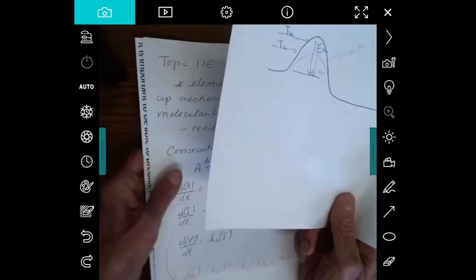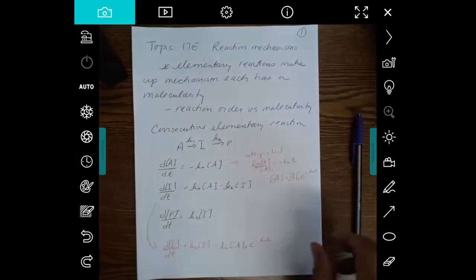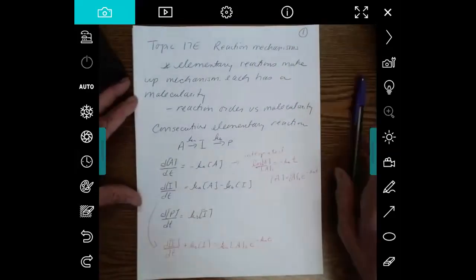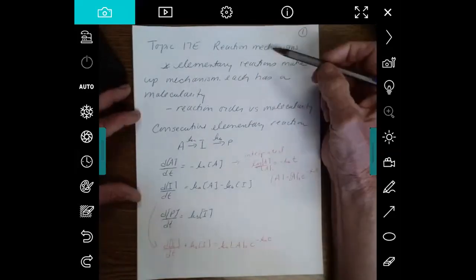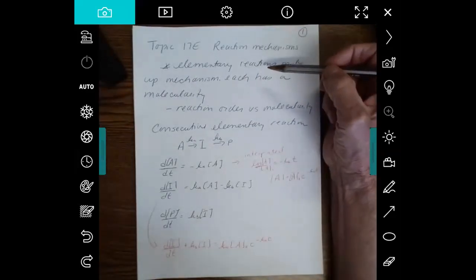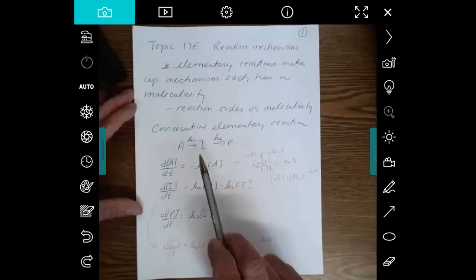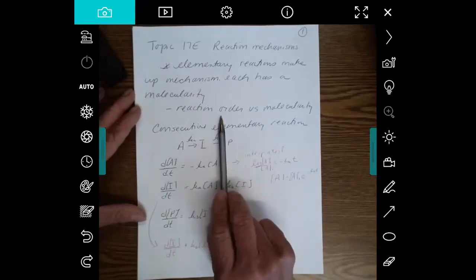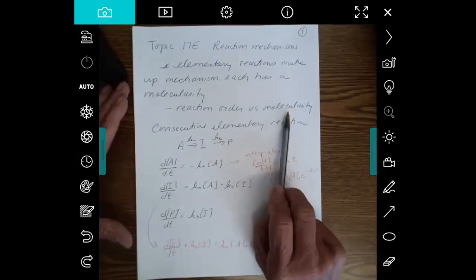We're going to move on to talking about mechanisms. Oftentimes, the Arrhenius equation can give you information about a mechanism by giving you that activation energy, as well as the pre-exponential factor, the frequency factor. Elementary reactions make up a mechanism, and each has a molecularity. The molecularity is essentially the order of an individual step in a mechanism, whereas the reaction order is determined experimentally. The molecularity is determined because you propose a theoretical mechanism and you can look at the reactions.